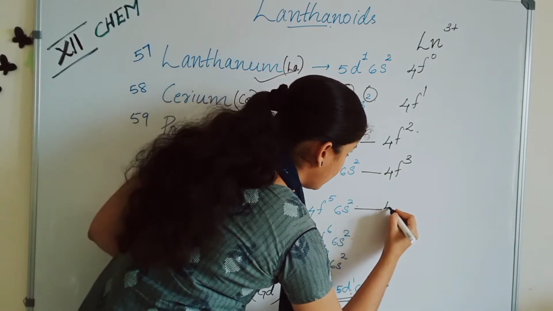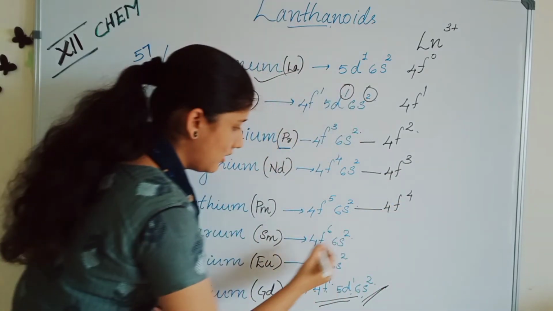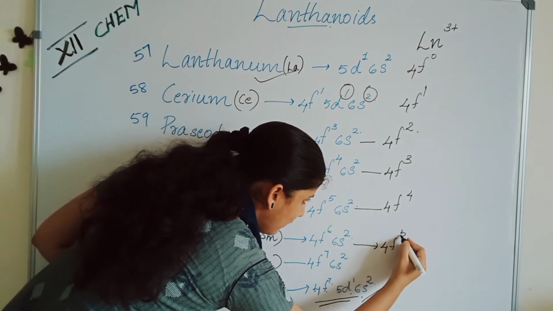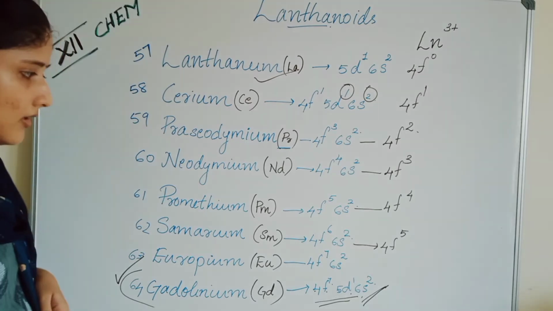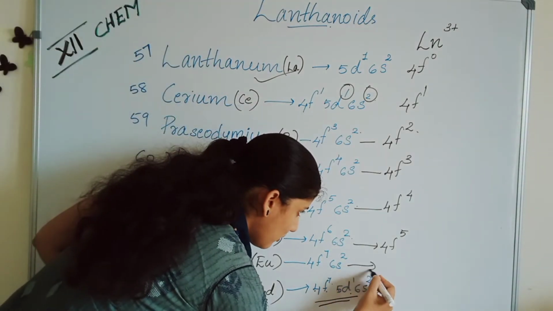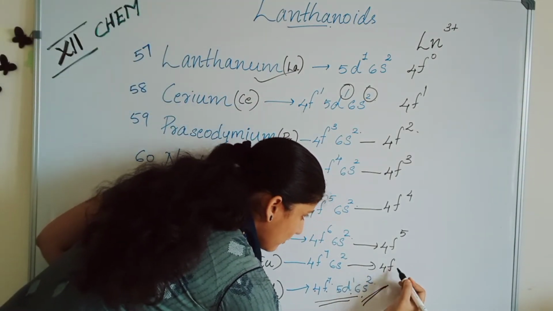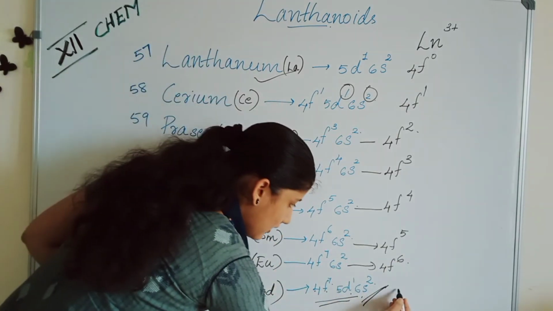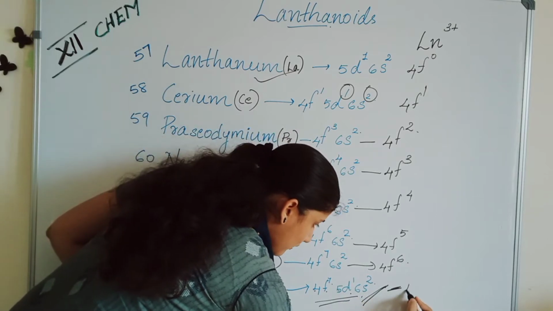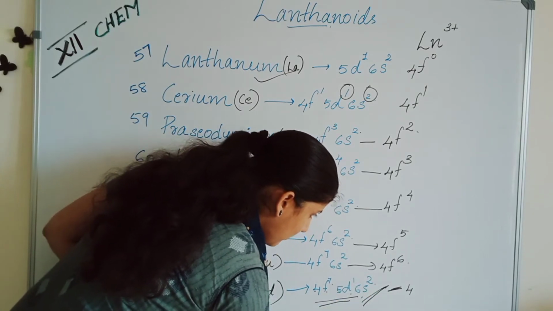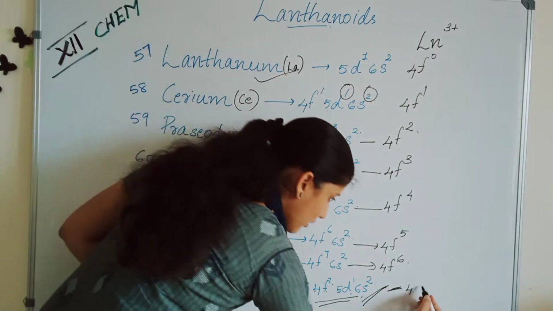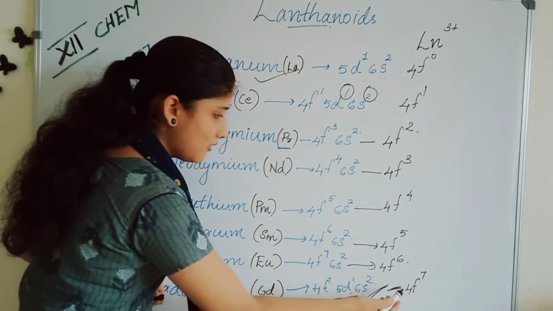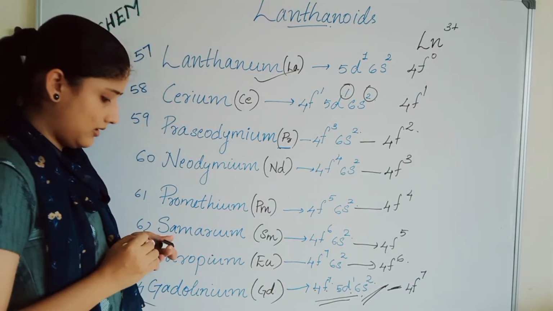Here also, when we remove 3 electrons, 4f4. Here 4f5. Here it will be 4f6, 2 from s and 1 from f. In the case of gadolinium also, we can remove 3 electrons. Then it will be 4f7. It will be 4f6 and it will be 4f7.